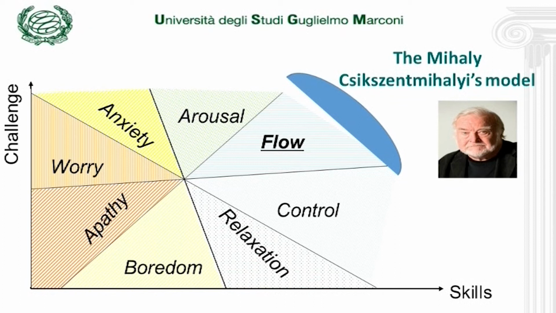Arousal is also the best one for learning, according to the Hungarian professor that you can see here. On the other side of the graph, you have the bad situations: anxiety, worry, apathy, and boredom. Apathy is the most common situation where we are. We use fewer skills and do activities that are not challenging for us.